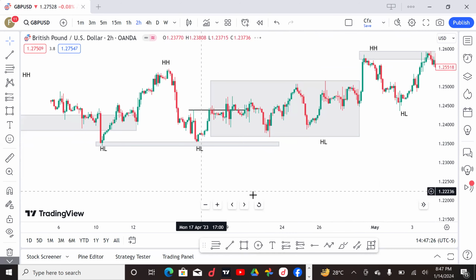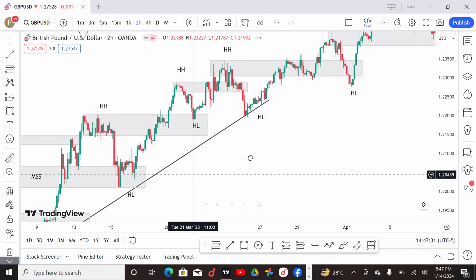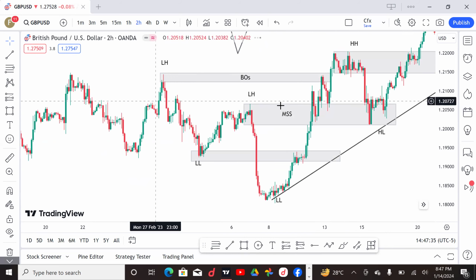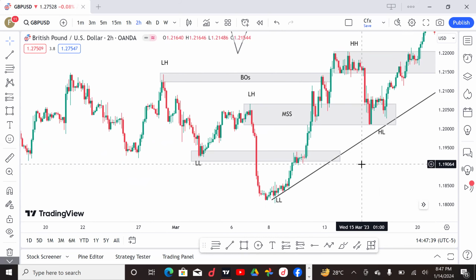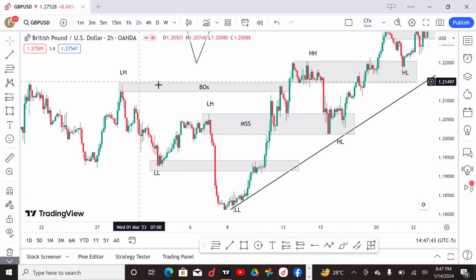This is my 2 hours. Look at what we have been doing. We have been marking this very neat and nice. Look at how we started. Price was giving us this clear move. We have this shift in market structure and this break of structure, right?